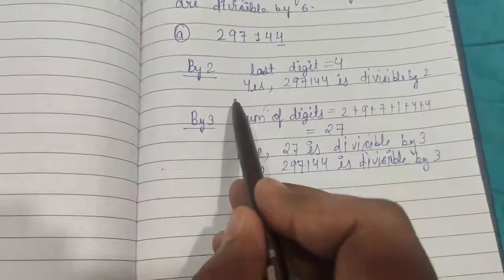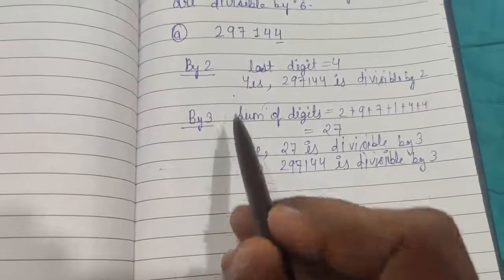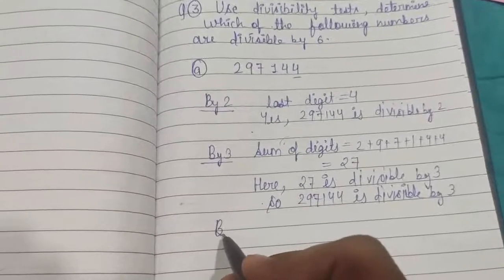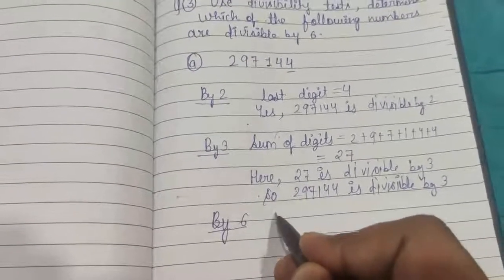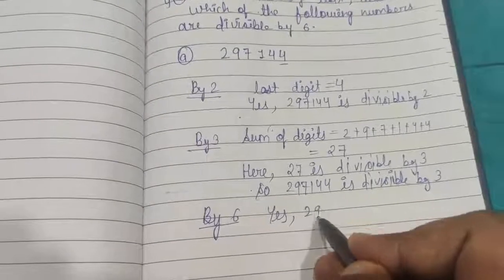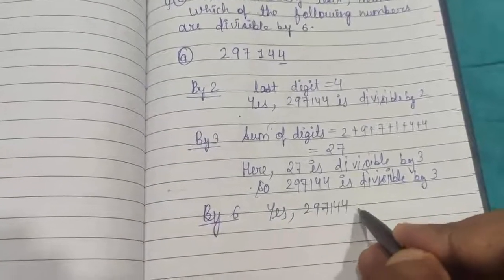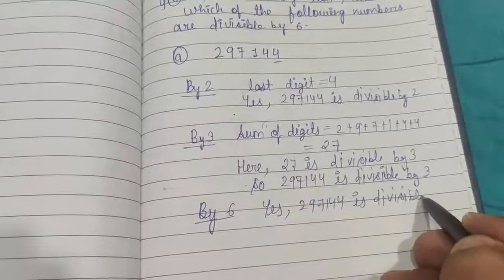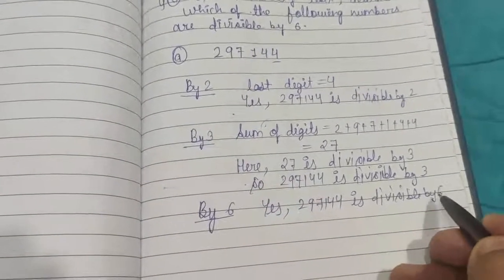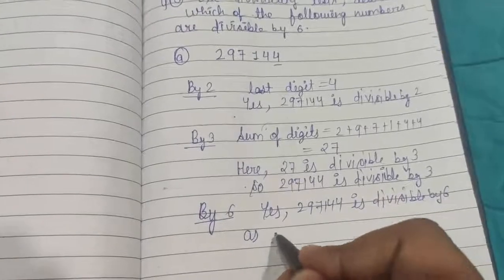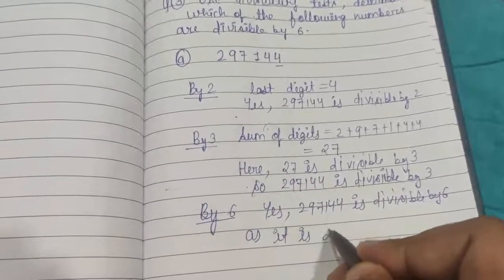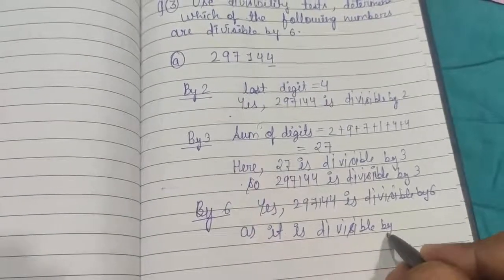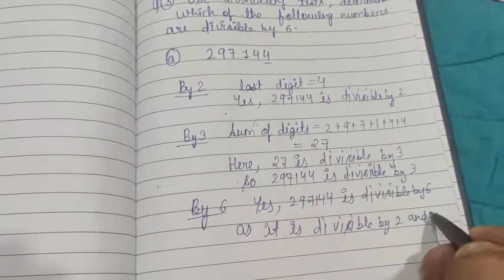Now you can see it is divisible by 2, and it is divisible by 3 also. That's why it is divisible by 6 also. Then we will write: yes, 297,144 is divisible by 6 as it is divisible by 2 and 3 both.